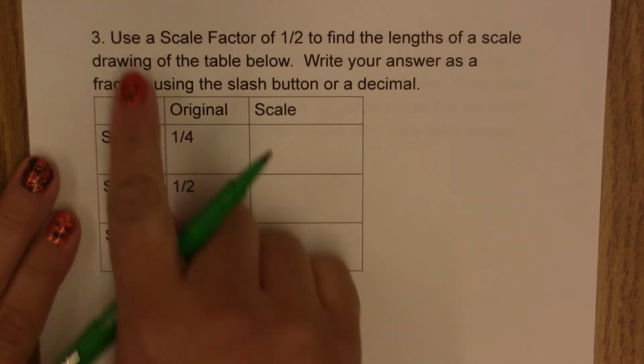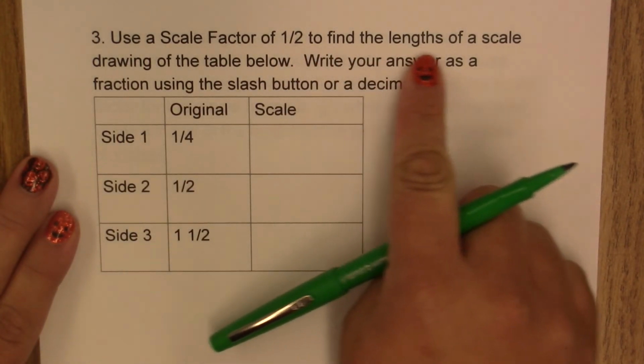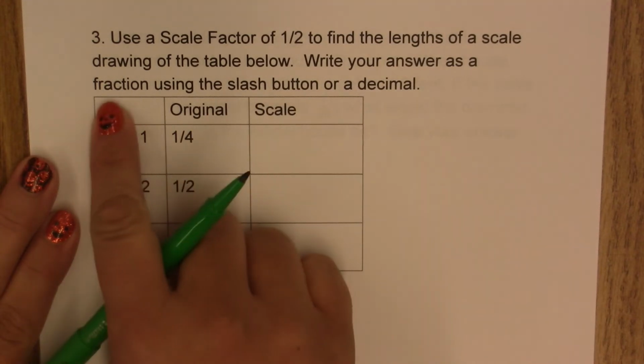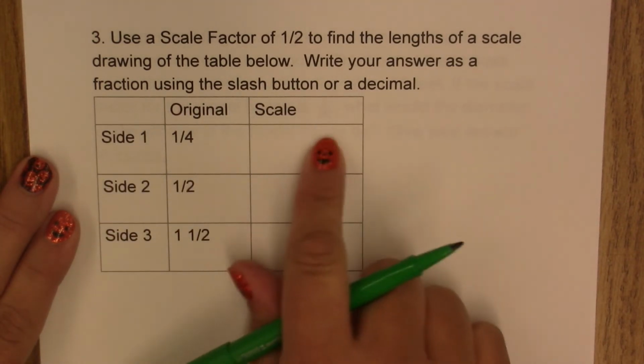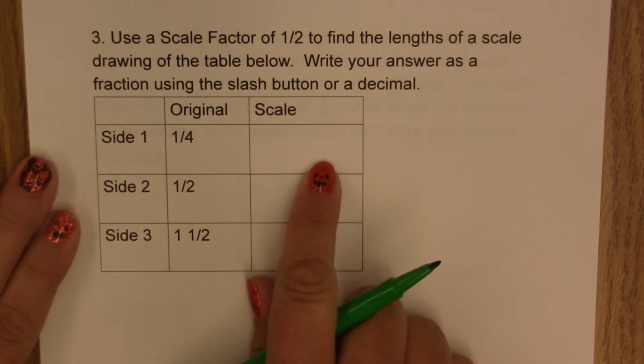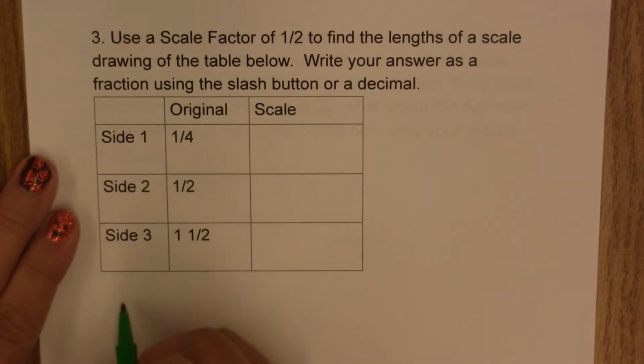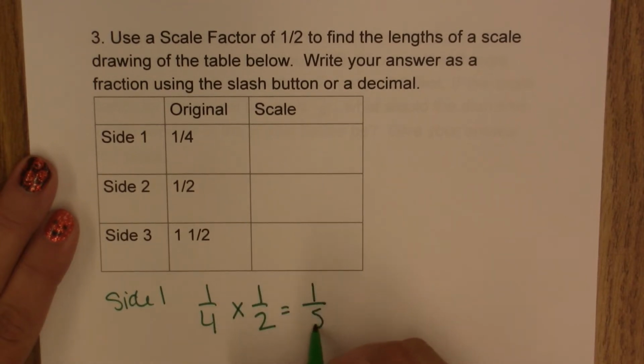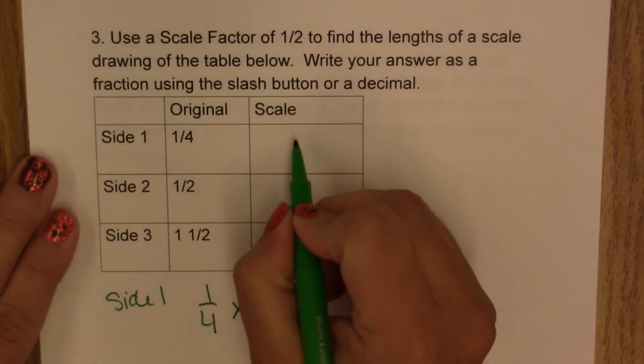All right, number 3. Use a scale factor of 1/2 to find the lengths of a scale drawing of the table below. Write your answer as a fraction using the slash button or a decimal. So you had a couple of options on how you could enter in your answer. So let's do side 1. Our original is 1/4. We're applying a scale factor of 1/2, and we get a new side of 1/8.